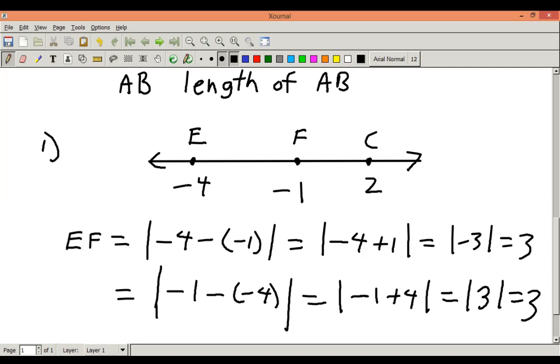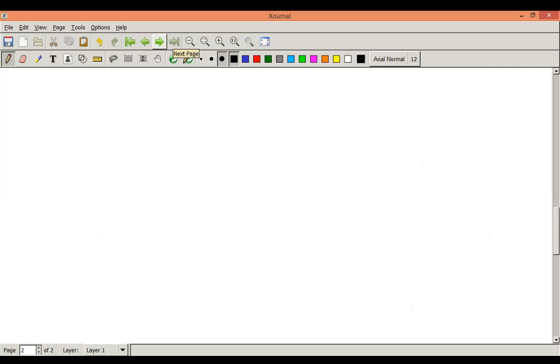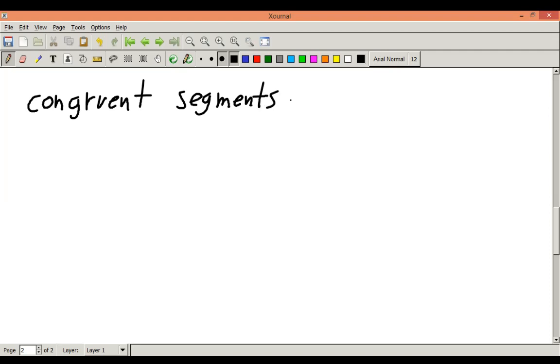Okay, so what's coming next is another postulate. No, we'll do one more thing before we do that. Let's talk about congruent segments. Congruent segments. So we're going to use that word a lot this year. And what we mean by congruent segments is that they are two segments that have the same length.